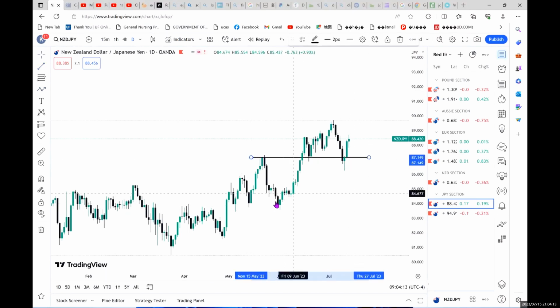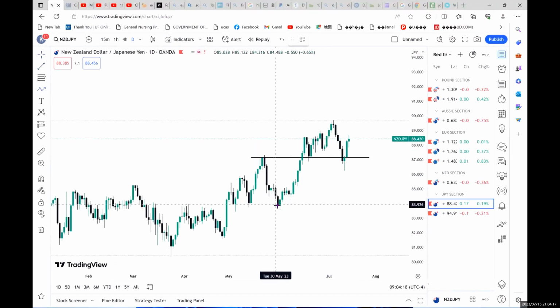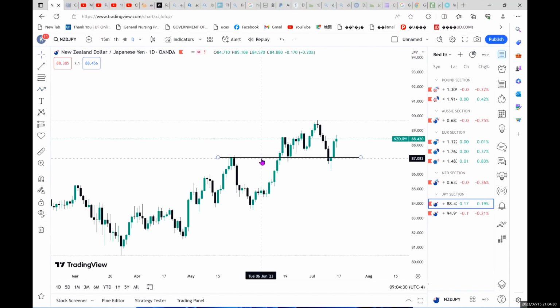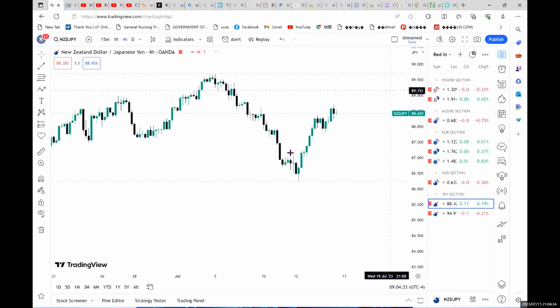Okay, and the lowest point that broke this high is this level right here, and then price continued up, and now we are having our pullback. See price pull back into our level here again to continue back up. Okay, now let's go down to the H4 to see what we have.